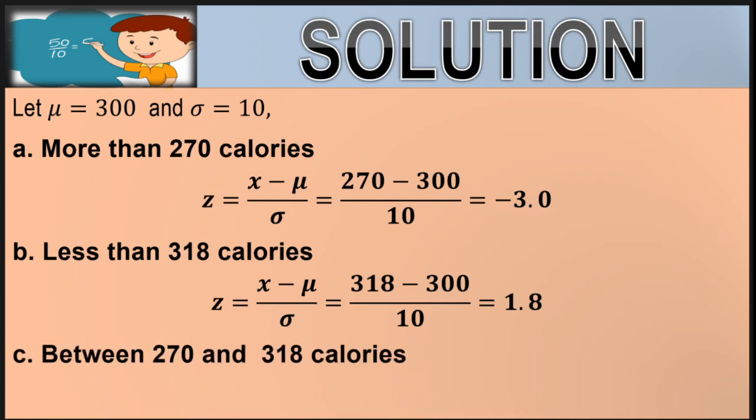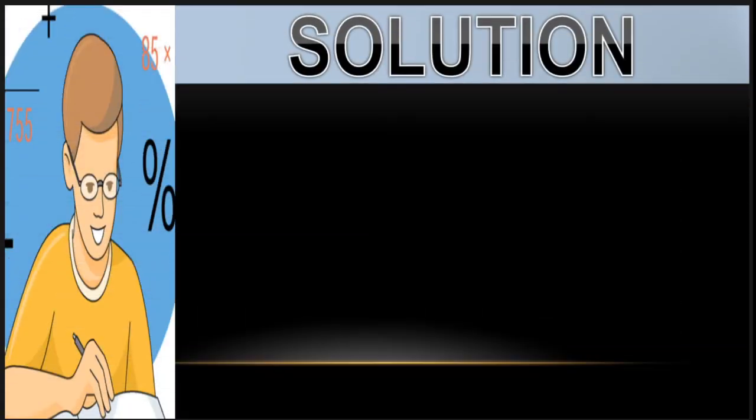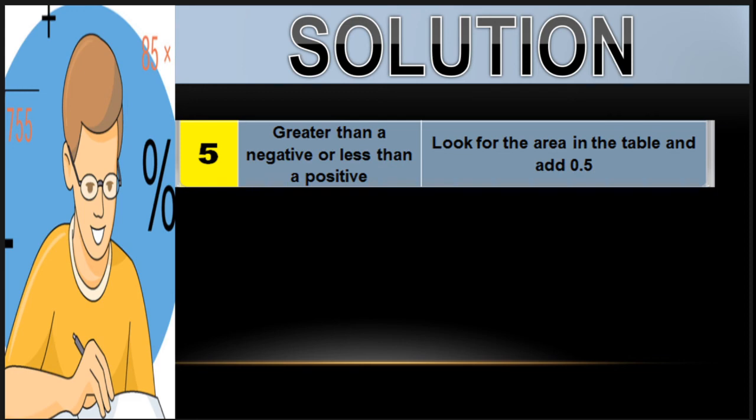And for letter C, we have between 270 and 318 calories. Since we got the answers from letter A and letter B, we will put z sub 1 as negative 3.0 and z sub 2 will be equivalent to 1.8. So we need to determine each probability. Look at the area in the z table. And we are going to use some situations that may arise when asked to find normal probabilities, and it is number 5.